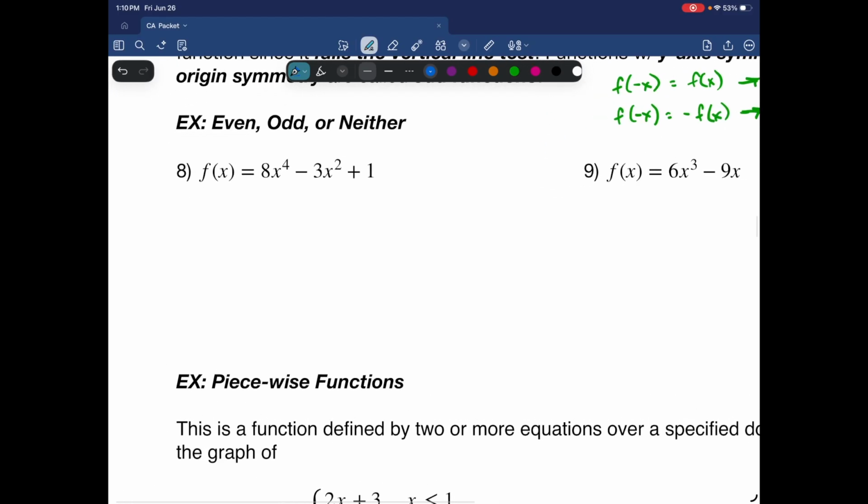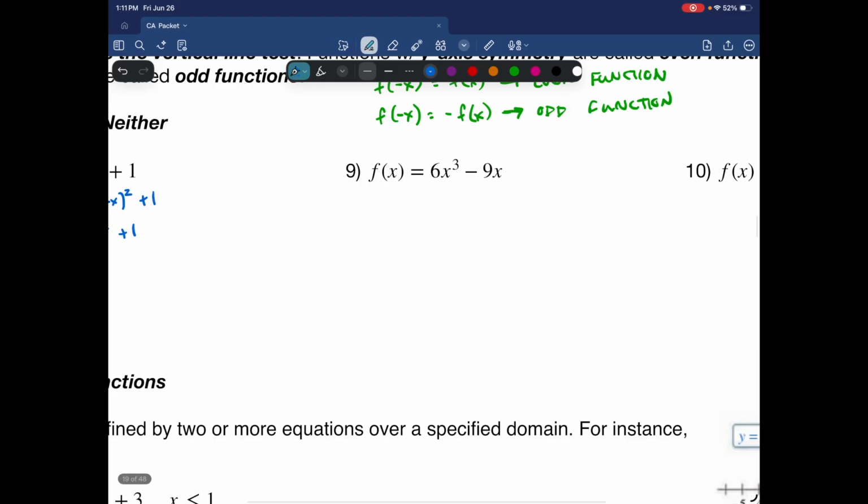I simply plug in negative x to the function and see what happens. So I got 8 times negative x to the fourth, minus 3 times negative x squared, plus 1. When I apply the function, the fourth is going to take care of the negative, the square is going to take care of the negative. So I got 8x to the fourth minus 3x squared plus 1, which is my original. So this tells me I plugged in negative x and I got my original. So that means this function is even.